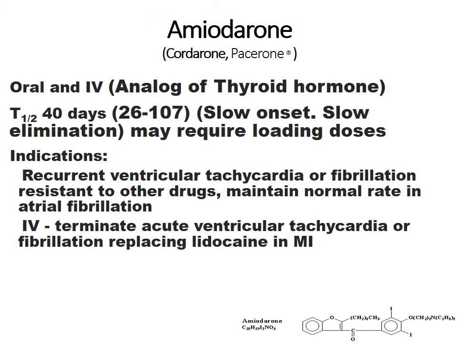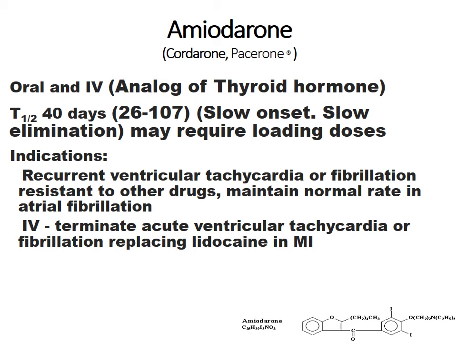The first one we'll mention here is amiodarone. There are both oral and IV formulations, and it's actually an analog of thyroid hormone, which will be interesting when we look at some of the side effects here. This drug has a very long half-life. Average is about 40 days, but it can range anywhere from 26 to 107. So it has a very slow onset and slow elimination.